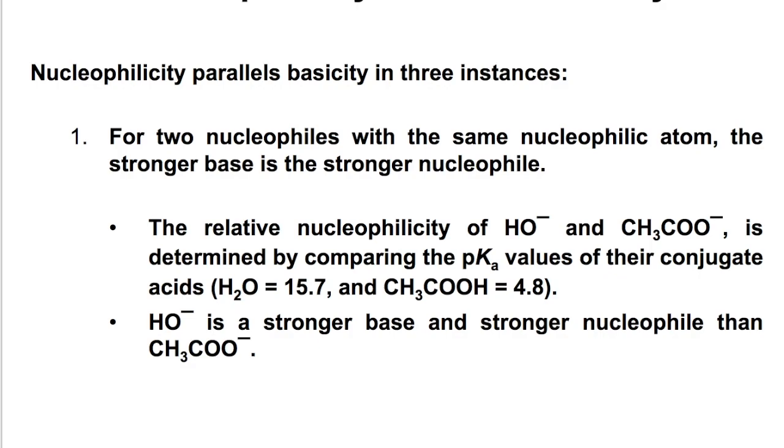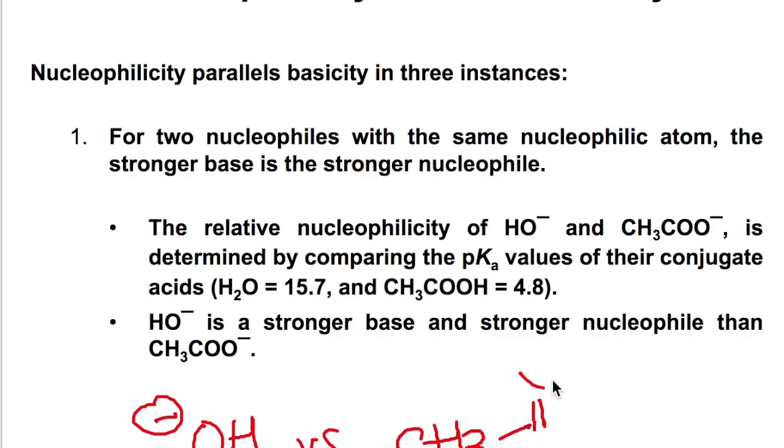So let's talk about the cases where nucleophilicity and basicity go side by side, meaning that they follow the same trends. Okay, so the first example is when you have two nucleophiles that have the same nucleophilic atom. That is, imagine we have OH minus versus acetate. If you've done the acid and base chapter, you can figure out which one of these is a stronger base. Pause the video here and try to remember.